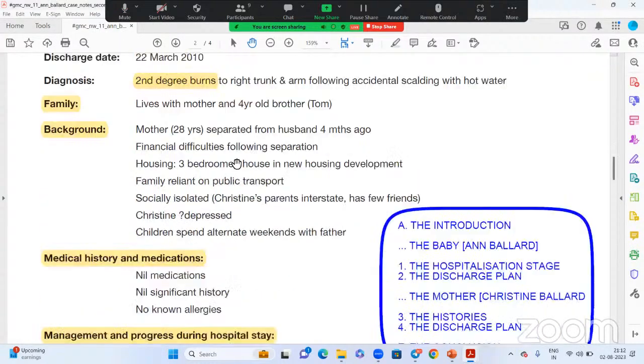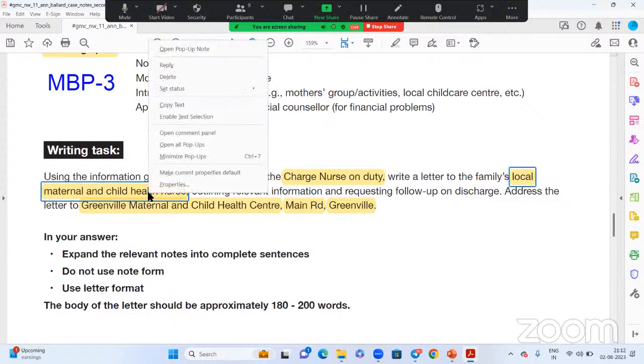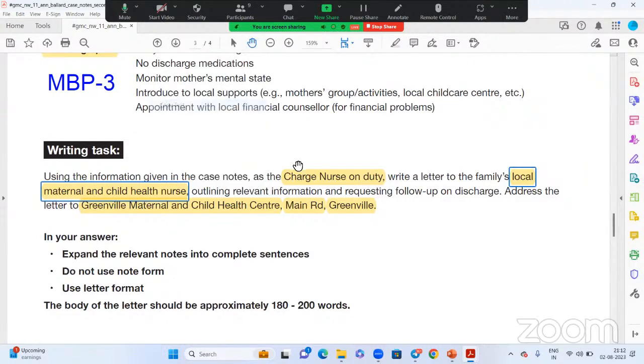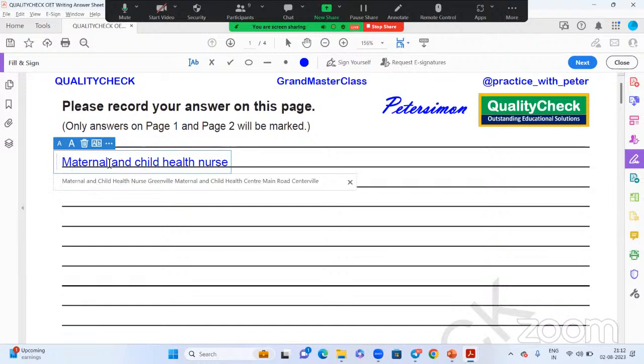So address, where is the address? Address is here. So maternal and child health nurse. Local maternal and child health nurse. Just write maternal, no need local. Maternal and child health nurse. As it is, we taken and we are writing here. So you have to write capital letters. Maternal and child health nurse.